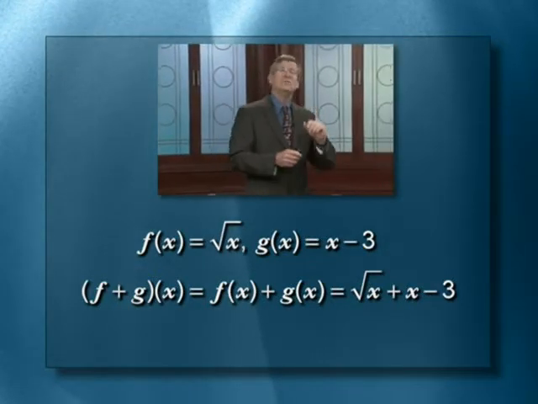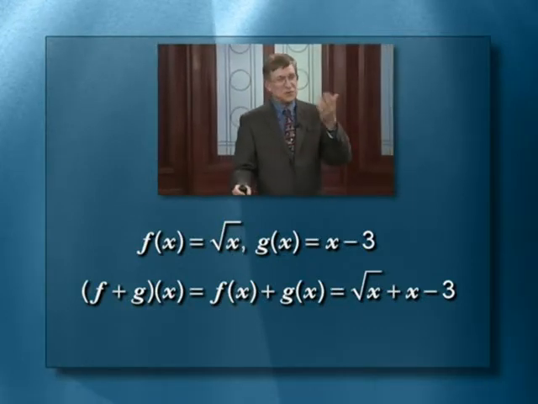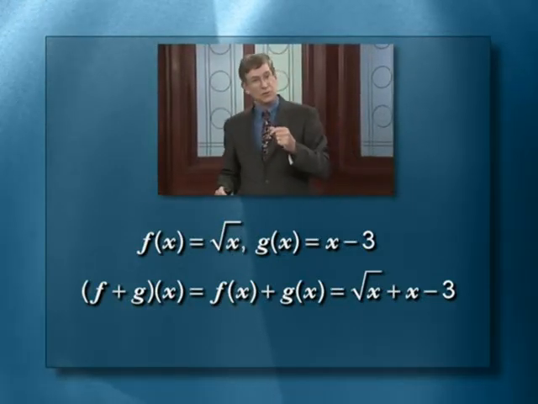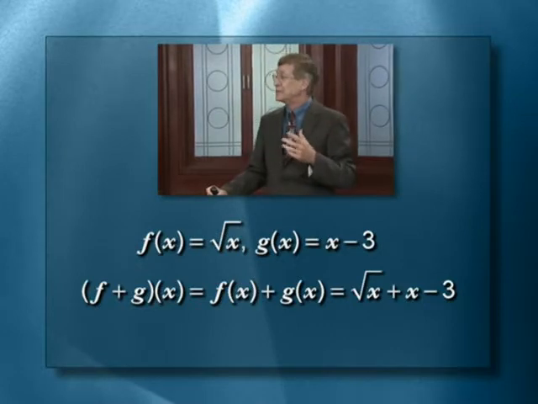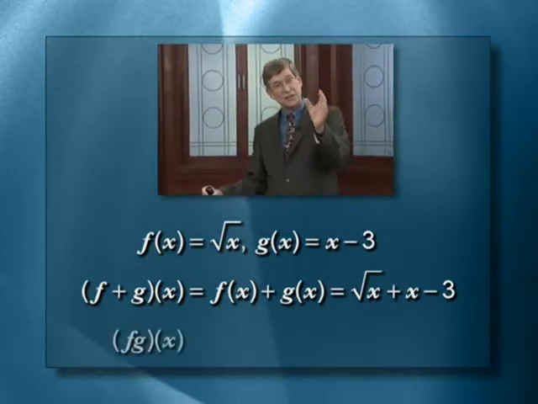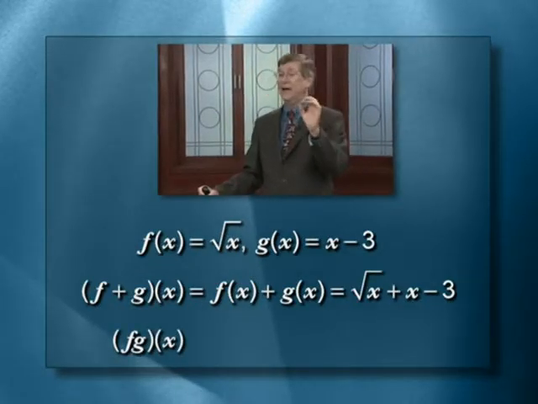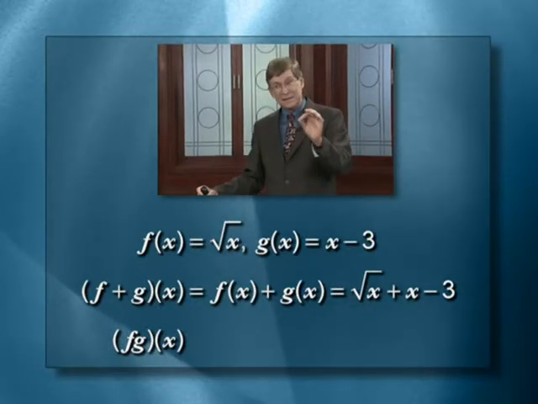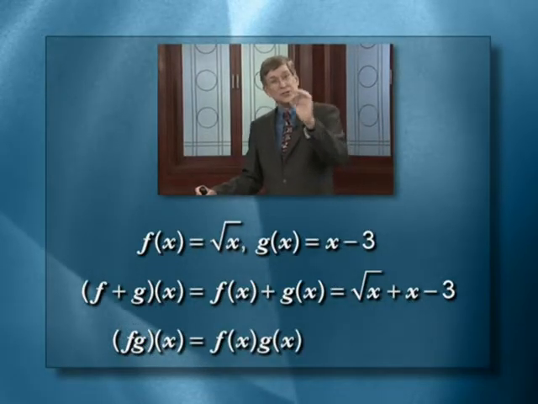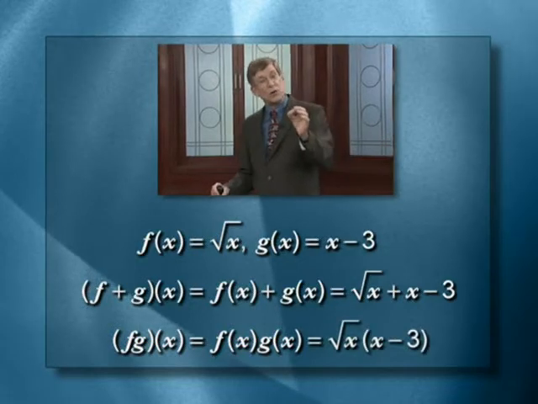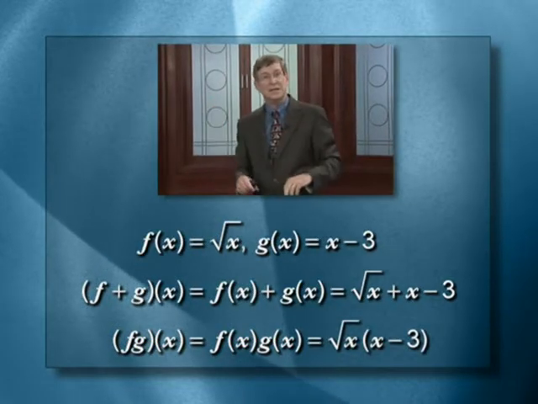Okay, you can also multiply two functions. For example, using those same two, f of x equals square root of x and g of x equals x minus 3, their product, f times g evaluated at x, means f of x times g of x. So the answer would be square root of x times the quantity x minus 3. So addition, subtraction, multiplication, and division of functions is pretty straightforward. Let's turn now to composition.